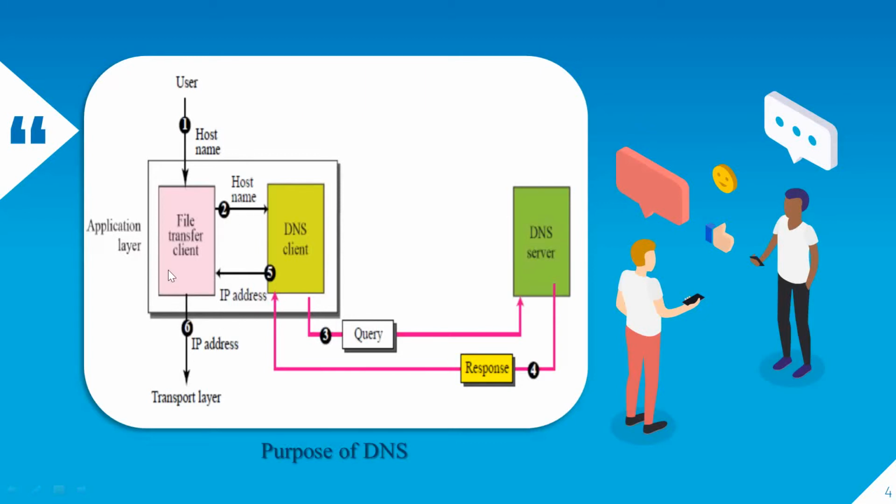In order to transfer a file from the file transfer client to the file transfer server, we need two connections. One is the DNS client and DNS server connection, which plays a major role in mapping a name to an IP address. And after that, using the second connection, the file transfer can be done.